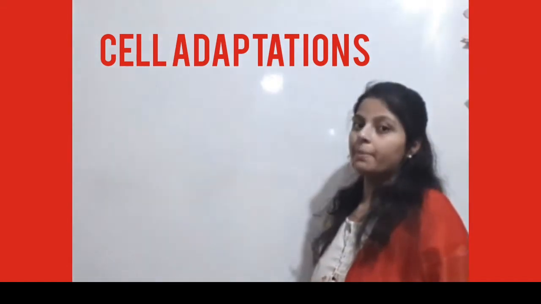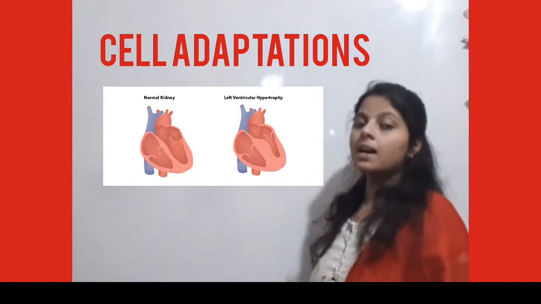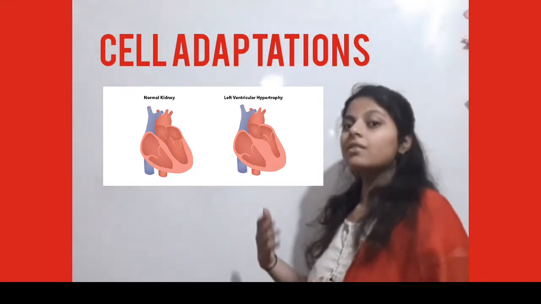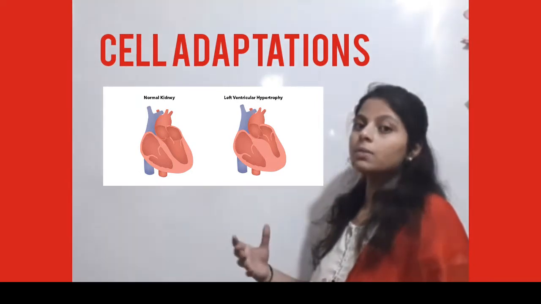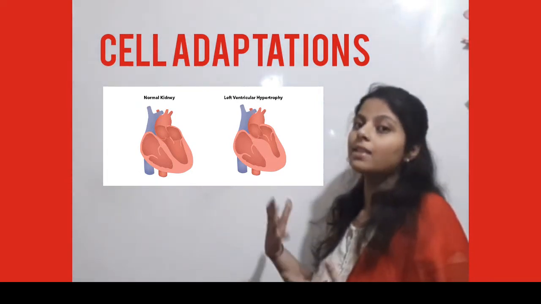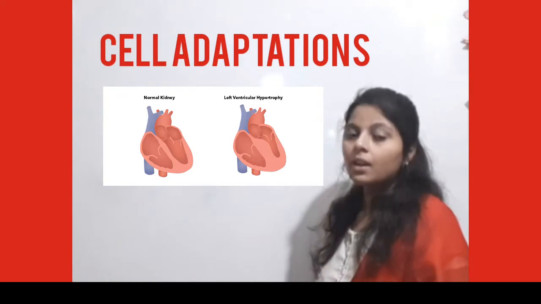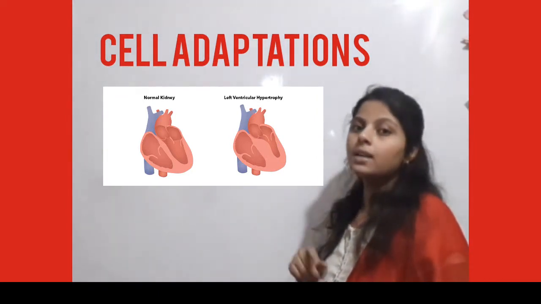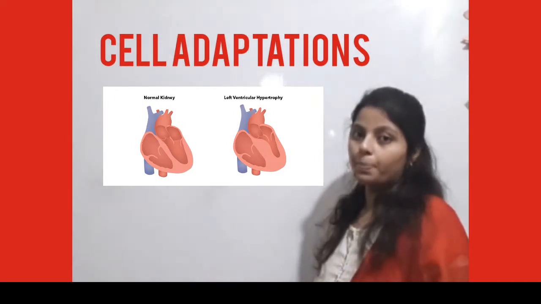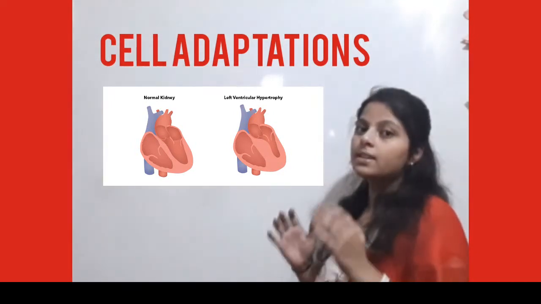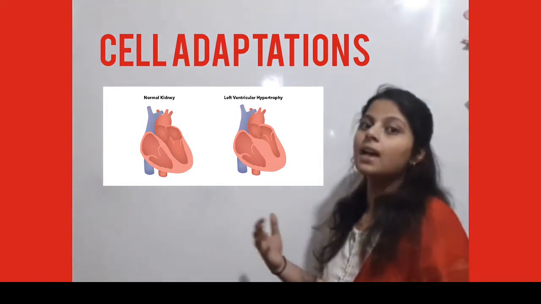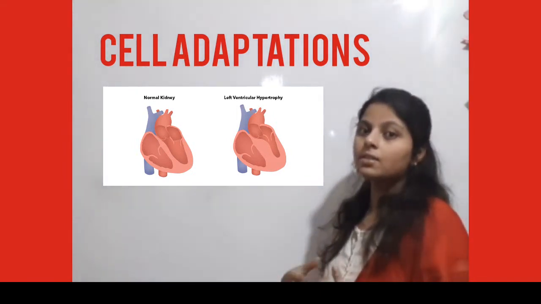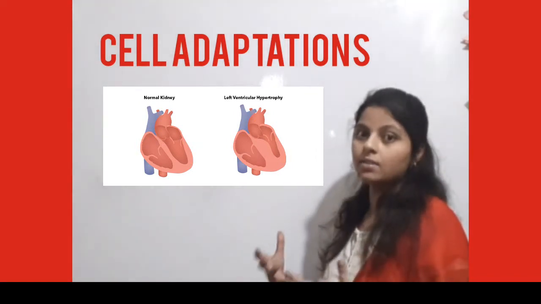Next is hypertrophy. Hypertrophy is nothing but increase in the cell size. When the cell size increases, automatically the tissue size will increase and the organ size will be enlarged. Hypertrophy is mainly classified into three types. One is physiological hypertrophy. Physiological hypertrophy is seen in those who exercise regularly. Due to the exercise, their skeletal muscle increases as well as ventricle size increases.